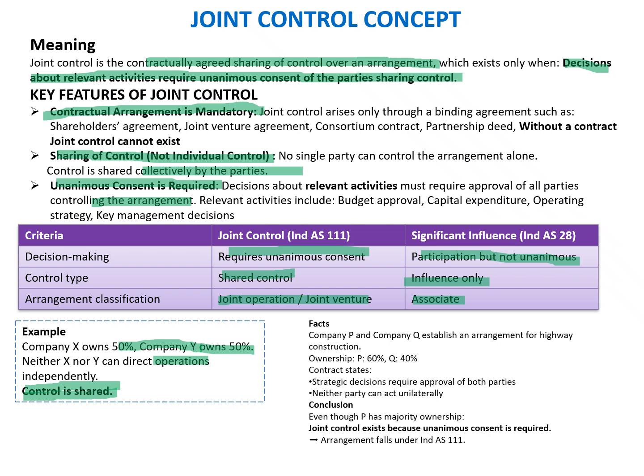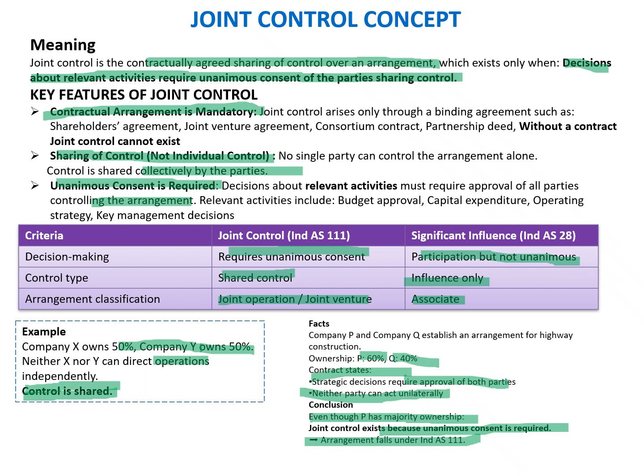We have also illustrated one more example here. Company P and company Q establish an arrangement for highway construction. Ownership is P 60% and Q 40%. The contract says that strategic decisions require the approval of both parties. Neither party can act unilaterally. The conclusion here is that even though P has majority ownership, joint control exists because unanimous consent is required. So legal ownership is not the true indicator. The true indicator is the decision making, which is the control type, which is unanimous.